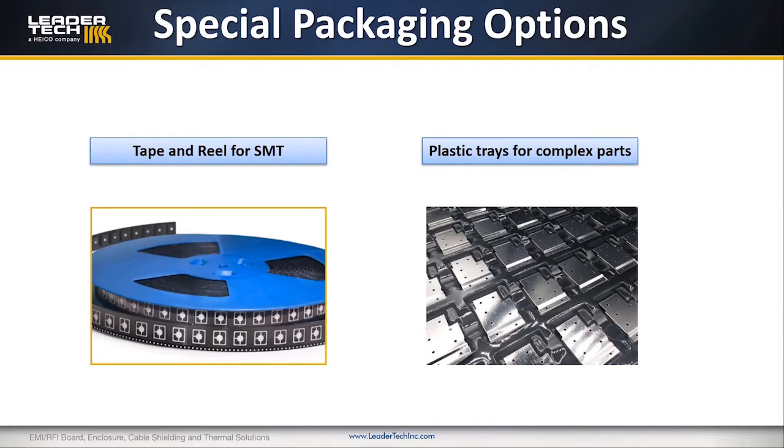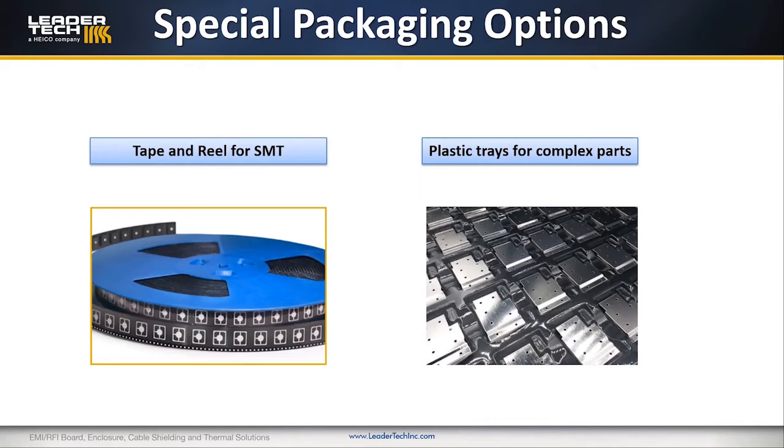So the first one on the left here is tape and reel. You can see that these are shield frames that are installed in a plastic tape in pockets, and these are designed to run through an SMT line. So any type of shield that's generally going high volume, we're going to put it in this type of packaging so that they work on the SMT line.